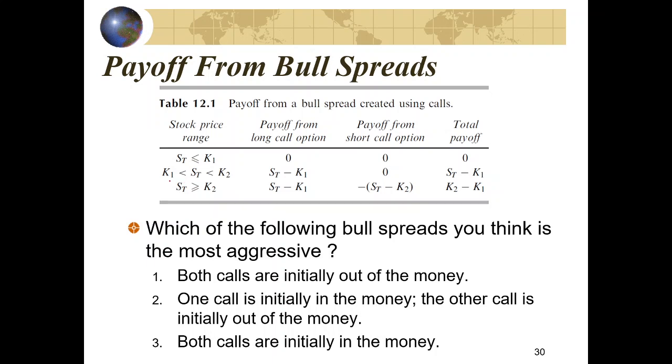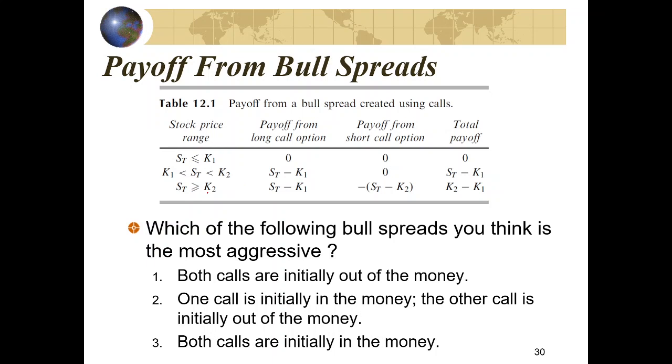If ST is greater than K1 but lower than K2, then only the long call will be in the money, which means the payoff will be ST minus K1, and the short call will be out of the money, so the total payoff will be ST minus K1.